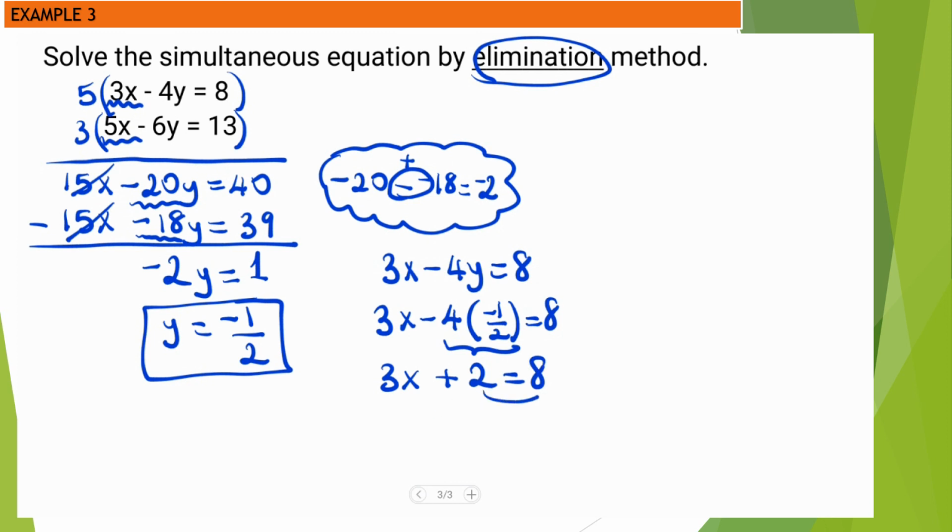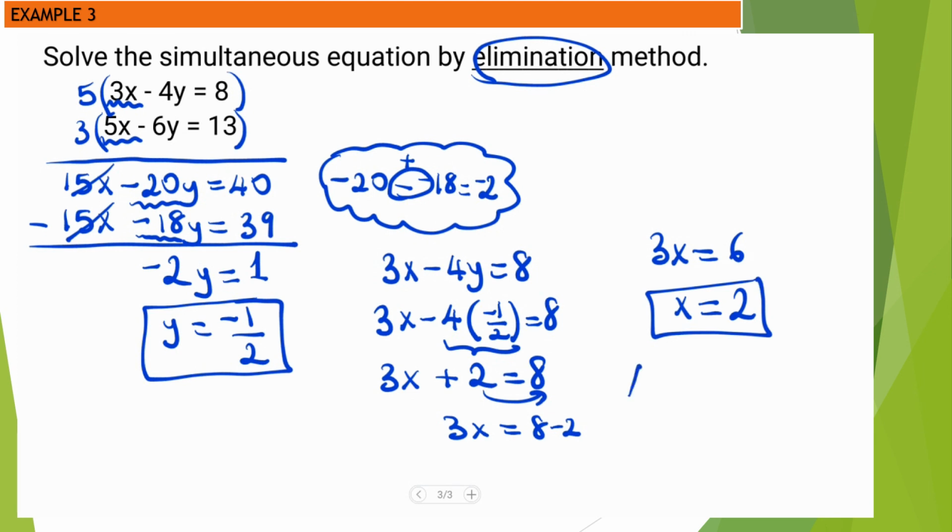Solve it for x. 3x equals 8 minus 2. 3x equals 6. And x equals, divide both sides by 3, which gives you the value of x. Finally, your answer is x equals 2, y equals negative 1 over 2.